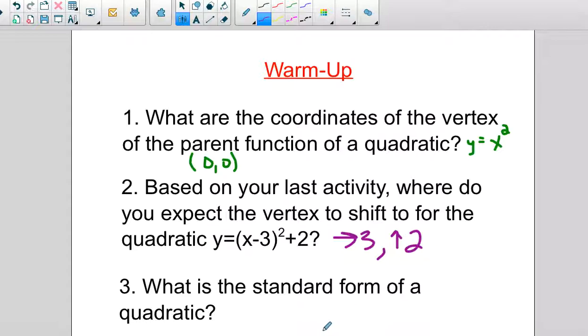And then last but not least, what is the standard form of a quadratic? Going back to the first lesson in the unit, that is y equals ax squared plus bx plus c. And those are your three answers.